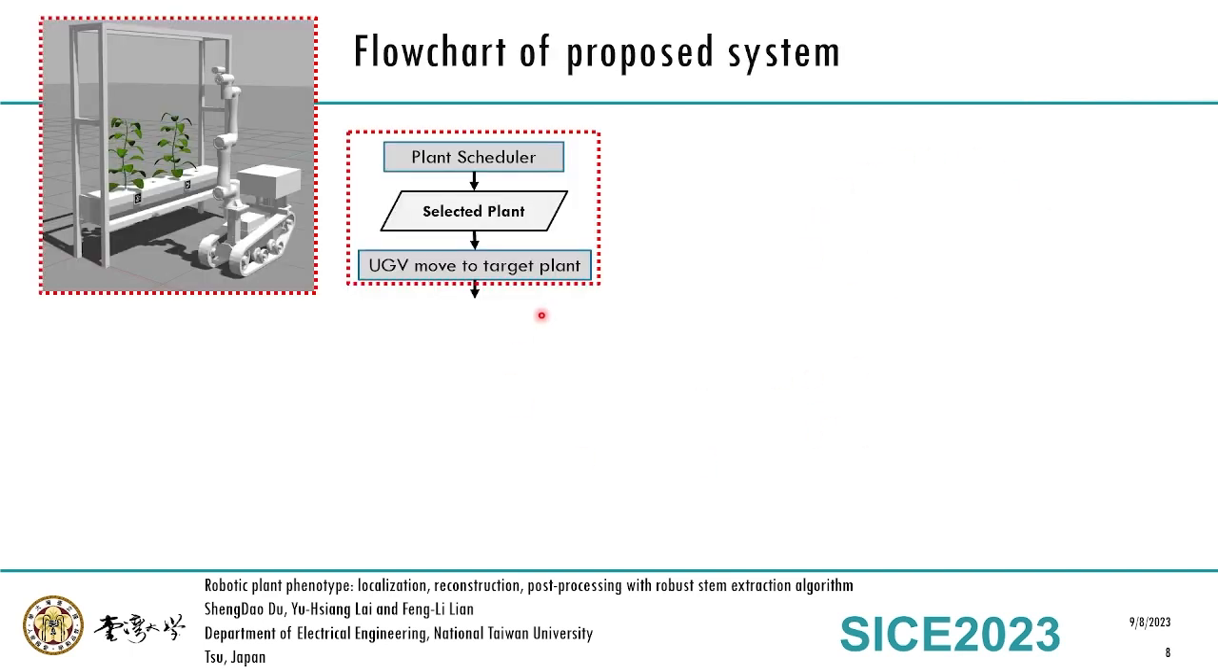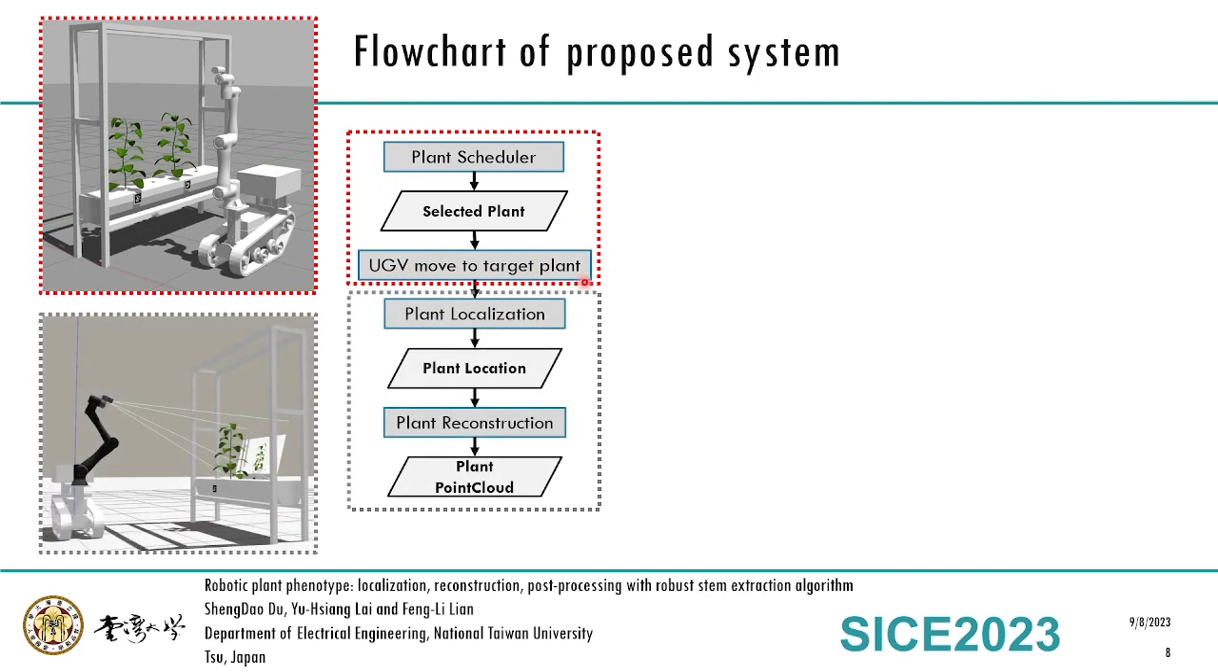This is a flowchart of our proposed system. First, we have a plant scheduler, which is not part of this paper. It outputs the next scanned plant. And then the UGV moves to the target plant. After that, the system needs to know the location of the plant, and we are using the ArUco board to provide the absolute position.